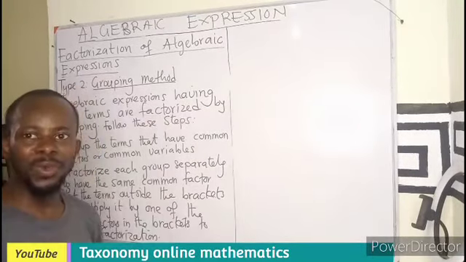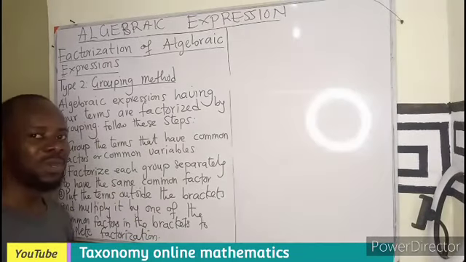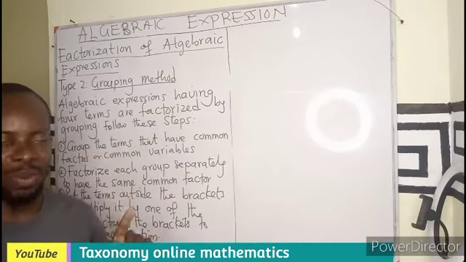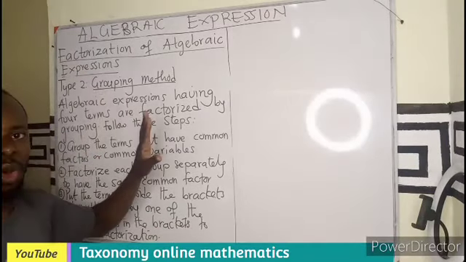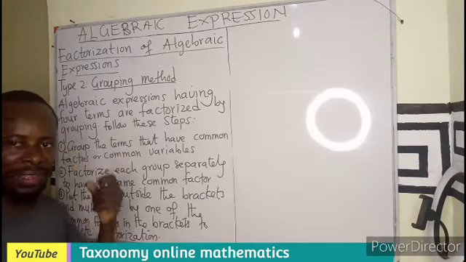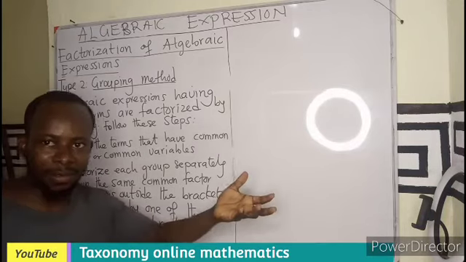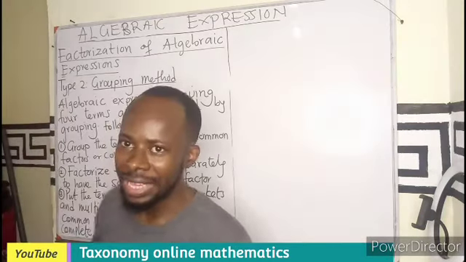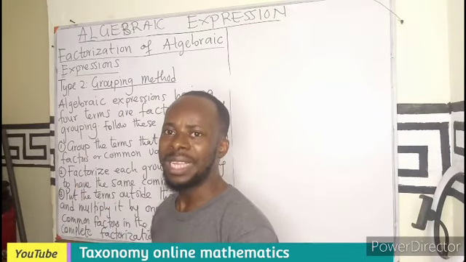Alright, so this is where we relearn mathematics. We are still on the algebraic expression. This time around, we are taking factorization of algebraic expression, the type 2. In the first episode, we did type 1, containing common factors. And in the type 2, we are taking the method of grouping or grouping method.